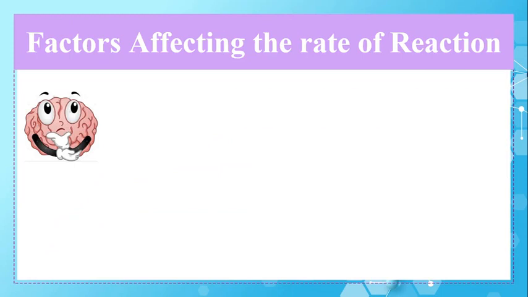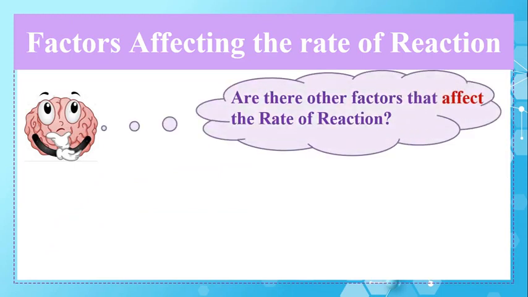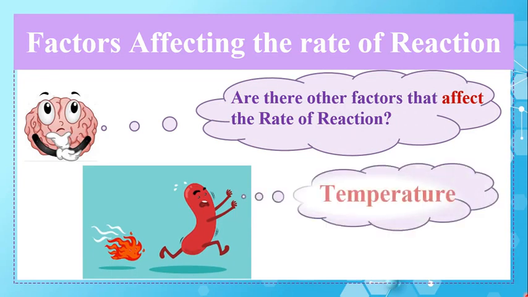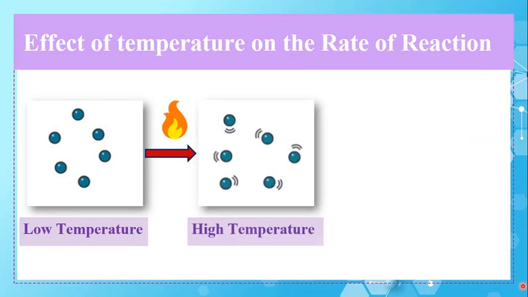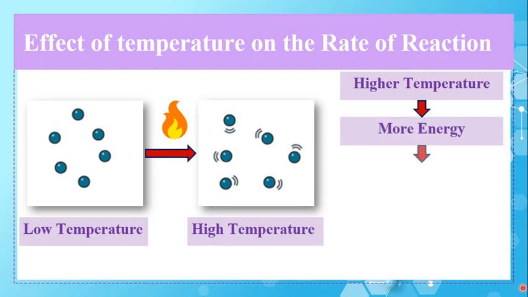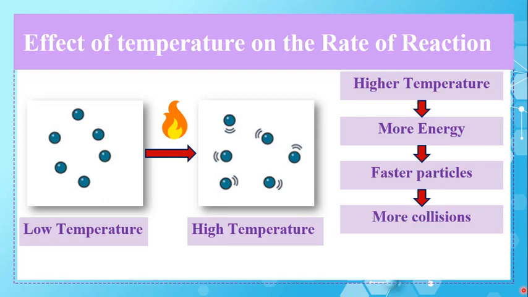Are there other factors that affect the rate of reaction? Yes, there are. First, we have temperature. When we increase the temperature of a reaction, particles will have more energy. This means they move faster and are more likely to collide with other particles, so the rate of reaction increases.